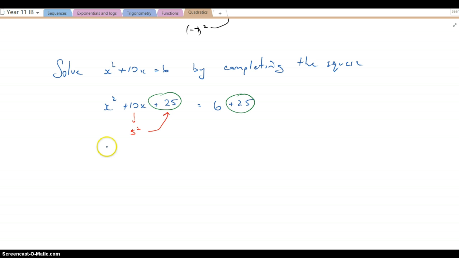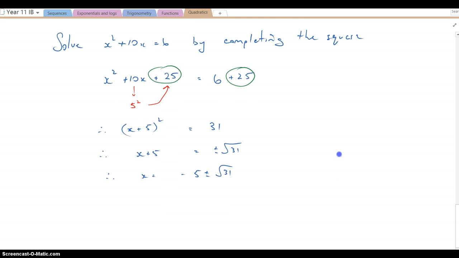So now on the left hand side, I have x plus 5 all squared. So this half of the coefficient of x will always be that number there. x plus 5 squared equals 31. Now take the square root of both sides, that's plus or minus the square root of 31, and therefore x is equal to minus 5, taking the 5 over, plus or minus the square root of 31. And we've solved by completing the square.